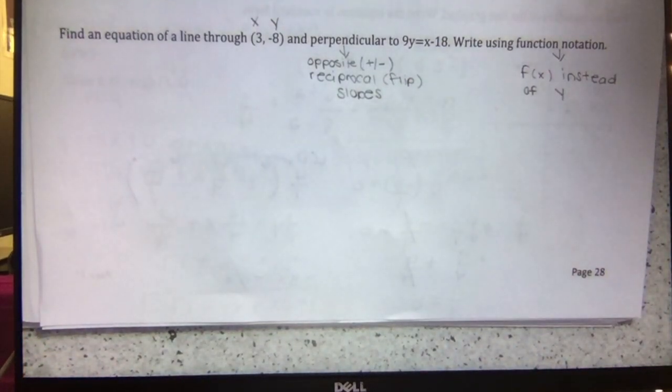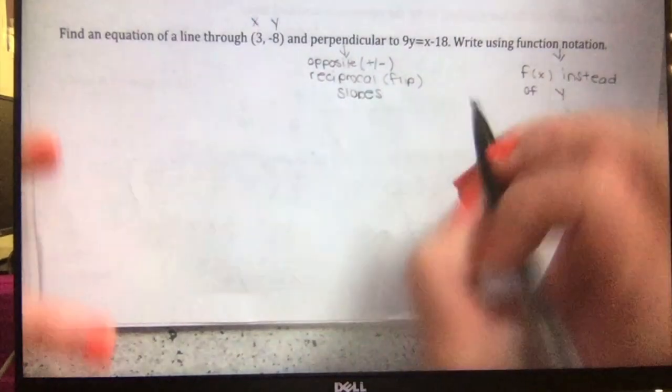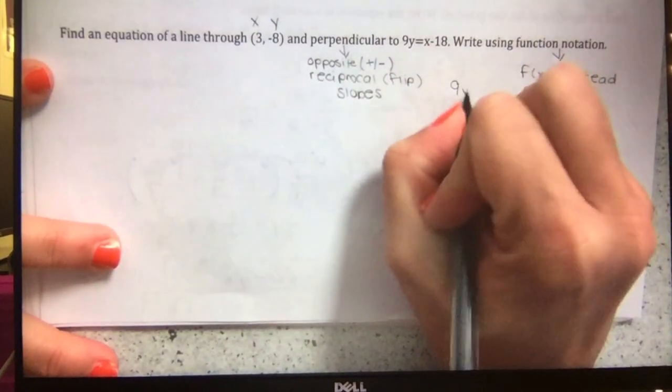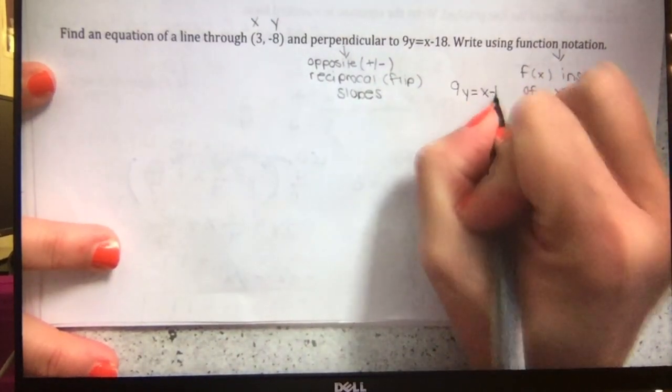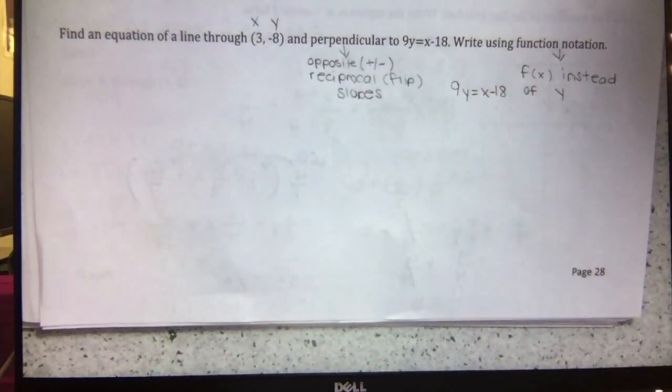So looking at 9y equals x minus 18, is this in slope-intercept form? So that way I can see my slope. Not yet, but it's close, right? I want to try to get y by itself to put it into slope-intercept form so that way we can see the m value, the slope. How can I do that? Divide by 9.